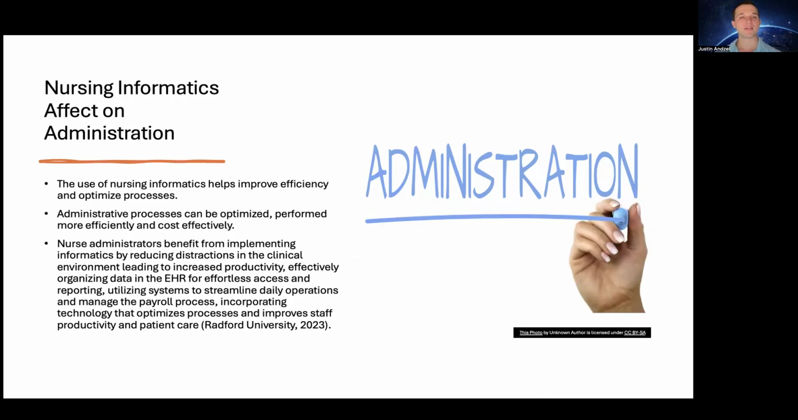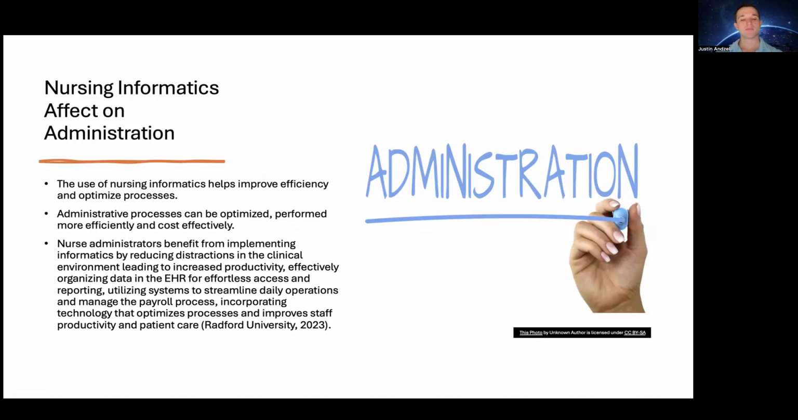Nursing informatics effect on administration. Nursing informatics can positively impact administration by improving efficiency and optimizing processes. By implementing informatics, clinical and administrative processes can be optimized, performed more efficiently, and cost effectively.